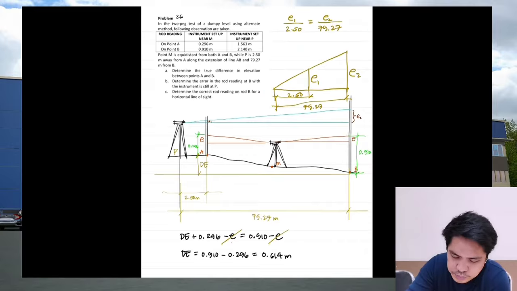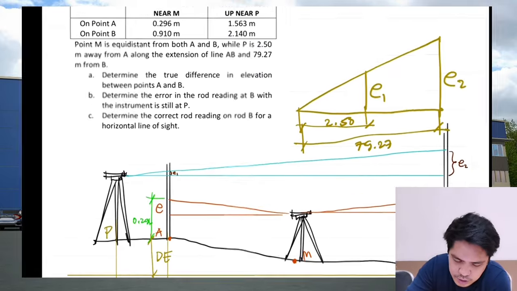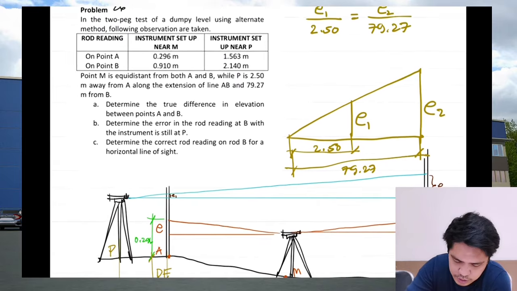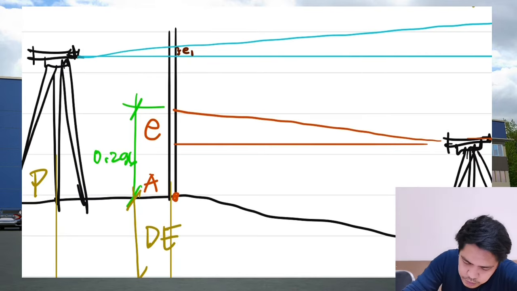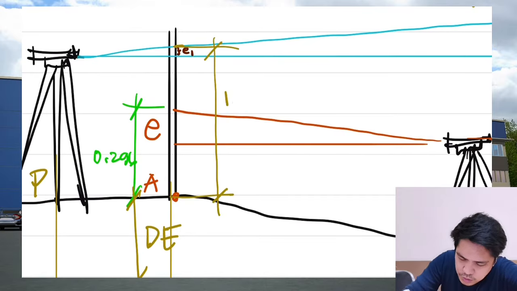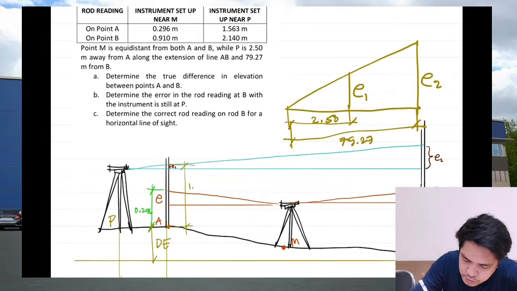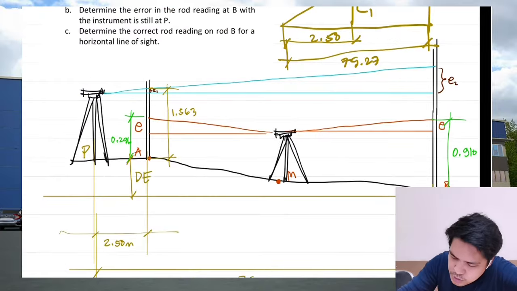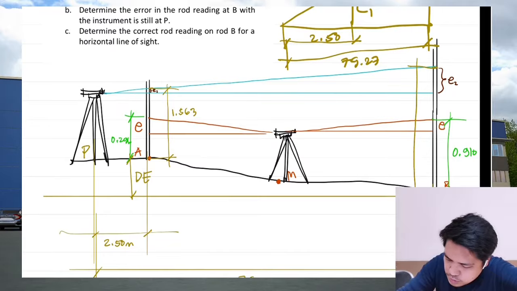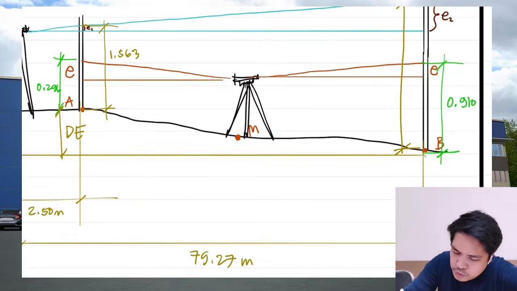Now, based on the rod reading, the reading at point A, eto na, point A when the instrument is at P is 1.563. So that means eto, from here jud, eto jud siya, up to here, that is 1.563. And the rod reading at B, that means eto mismo, eto, up to here, that's 2.140.